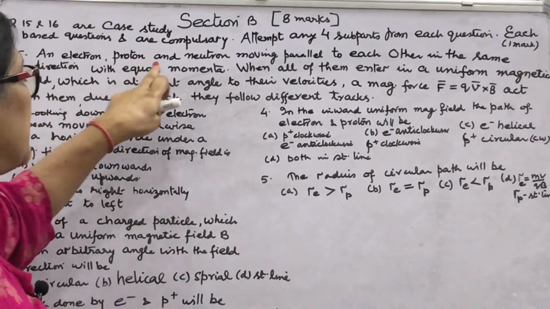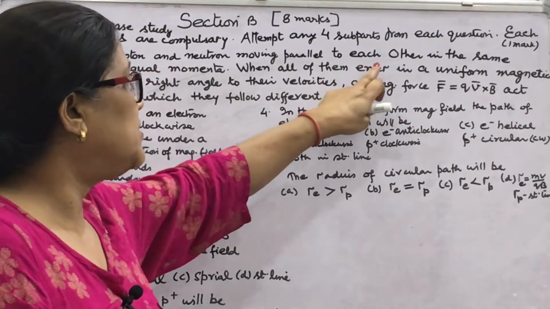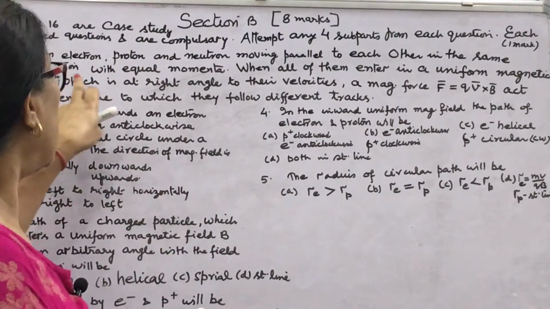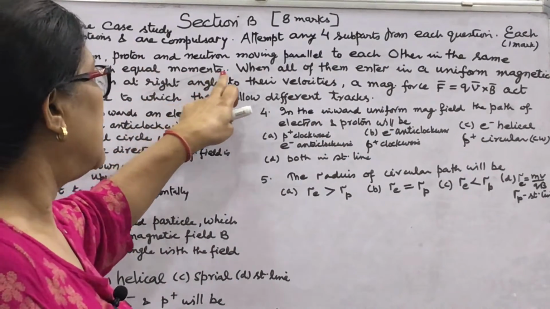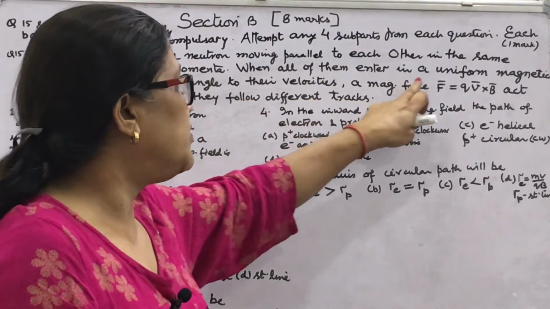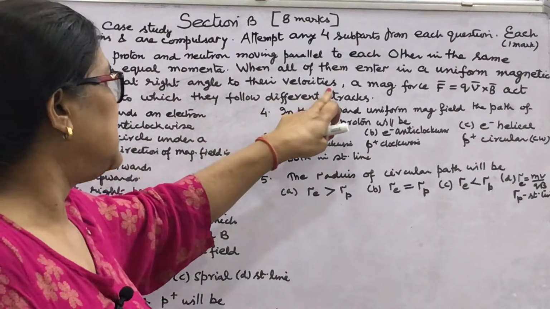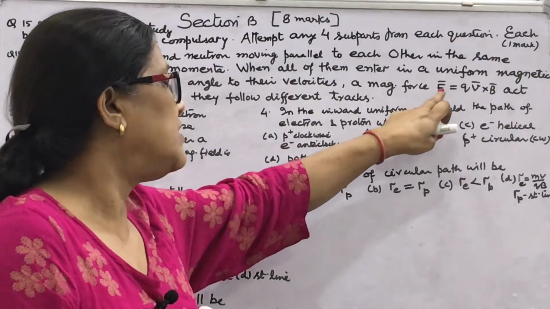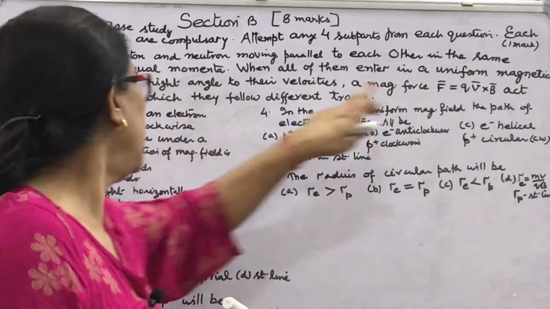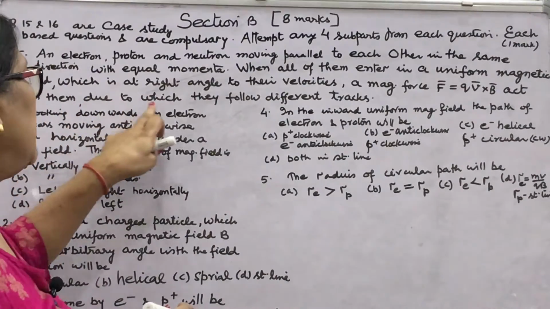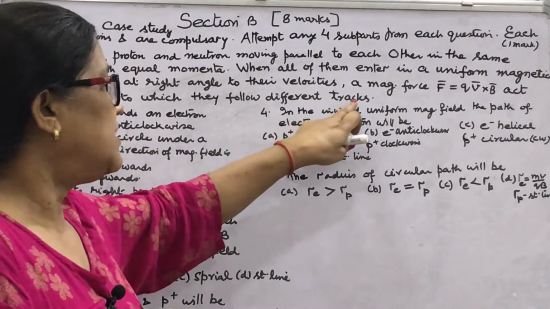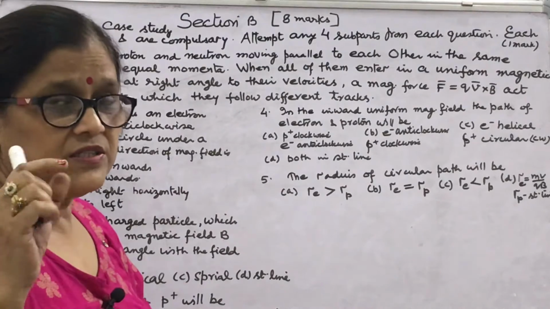An electron, proton and neutron are moving parallel to each other in the same direction with equal momenta. When all of them enter a uniform magnetic field which is at right angle to their velocities, a magnetic force F equal to QV cross B acts on them, due to which they follow different tracks. This is the paragraph.